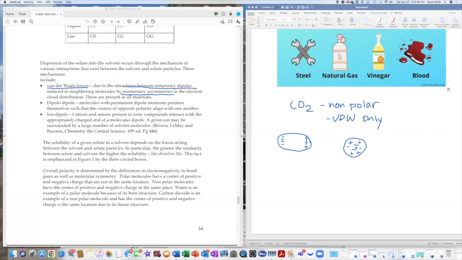Anyway, when you have the charges in the molecule separated, this is called polarizing. The bottom line here is, for a moment, the molecule that was nonpolar becomes polar.